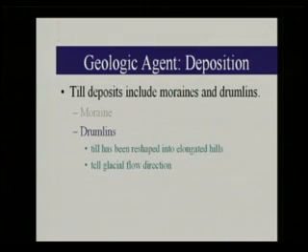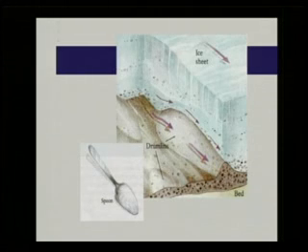Okay, we said that till deposits include moraines and drumlins, and we've discussed moraines, but what are drumlins? Drumlins are till that has been reshaped into elongated hills, and they can tell us the glacial flow direction. Here's a great older diagram. It shows you that the shape of a drumlin mimics that of an overturned spoon. And you can see the ice sheet, in this case, moving from kind of the northwest, and it's reshaping that till into this kind of hill-like structure, steeper side upriver, up ice as opposed to down slope.